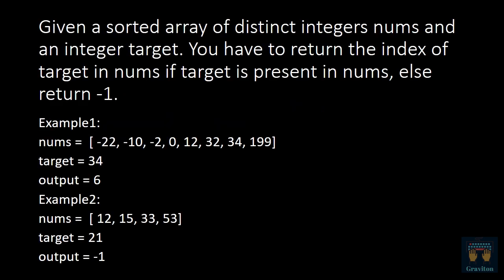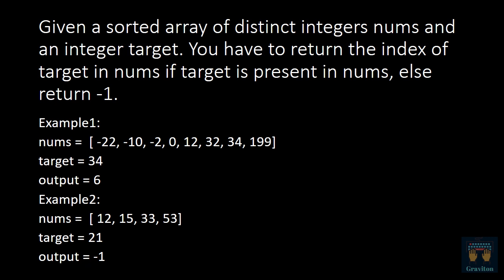Given a sorted array of distinct integers, let's call it nums, and an integer, call it target, you have to return the index of target in nums if target is present in nums, else return -1. In other words, return the index of a given element in the array. If the element is not present, you can return -1.